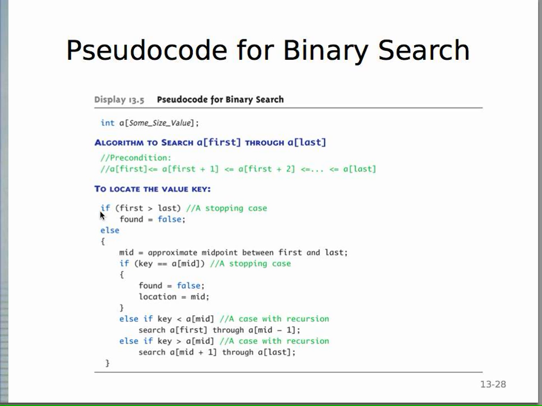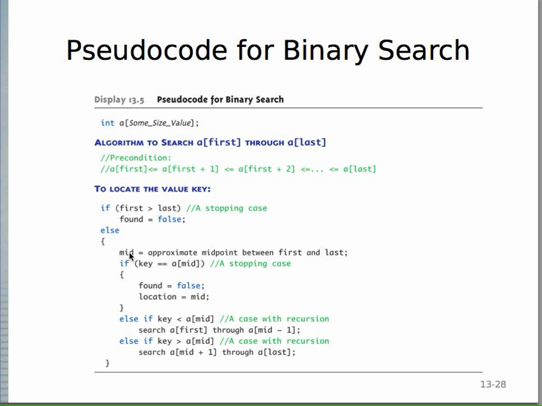And so after that, to locate the key value, you check if first is bigger than last. So the idea is you search from array location first to array location last. If first is bigger than last, then there's no way of finding it. So that's like a base case. Otherwise, you find the approximate midpoint between the first and the last. How would you do that? You just take last plus first divided by 2. That would be a good option.